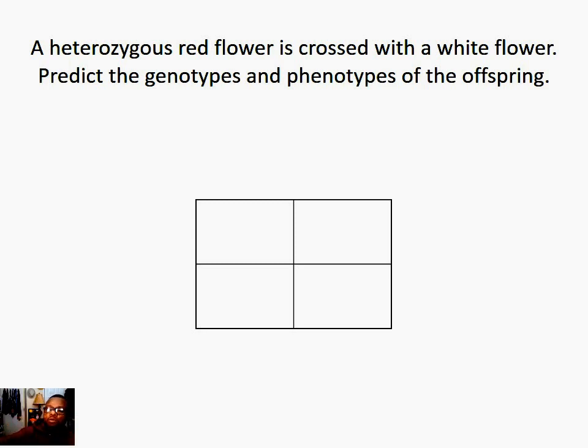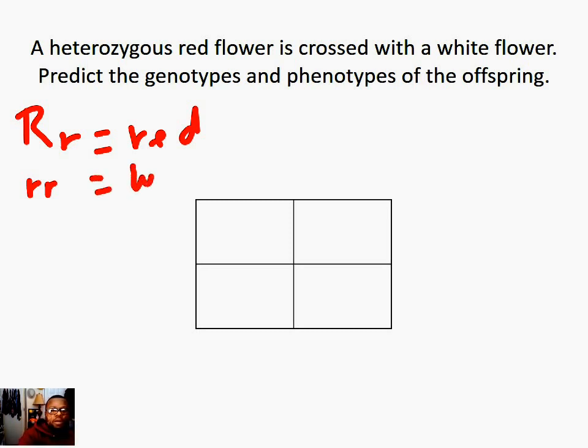So how would we write a heterozygous for red? We have a big R and a little r. That's red. And white flower? Well, if red is dominant, then white has to be recessive. So having to represent white flower as a recessive trait, we use lower r. All right? So that's equal white.